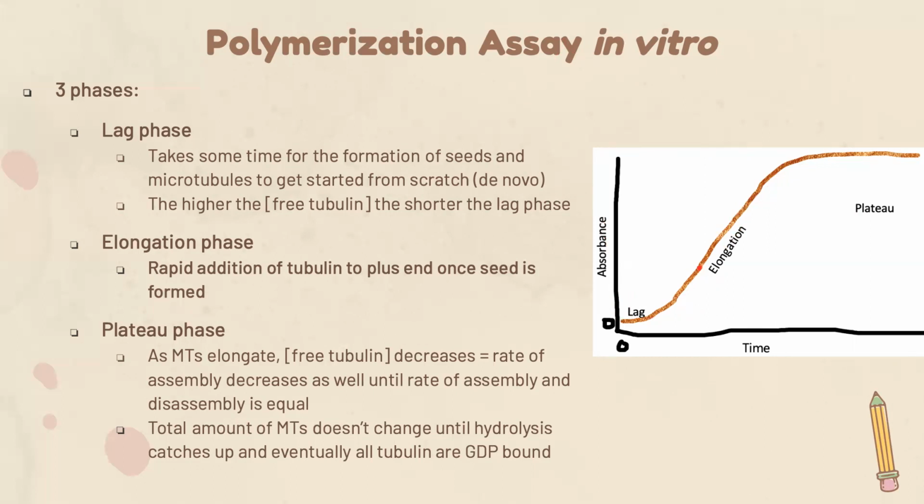But because again, you are in a test tube, it's in a closed environment. It's not like a natural cell where you have an endless amount of GTP, interchanging in and out. You only have a certain concentration of free tubulin, and then you also only have a certain concentration of GTP. It's however much you put in the beginning. So as you get closer and closer to using it up, your rate of assembly and disassembly starts to become equal. Because remember, as you're adding onto the plus end, you're also hydrolyzing.